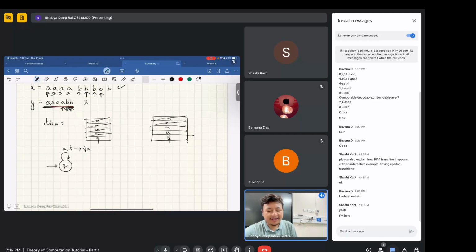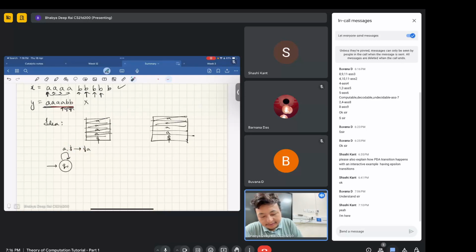By the way, there are several ways to denote this. There are several styles of transition. In this style, what I mean is if I see an A in the input string and a dollar on the top of the stack, then I'll remove the dollar and then push dollar and A once again.